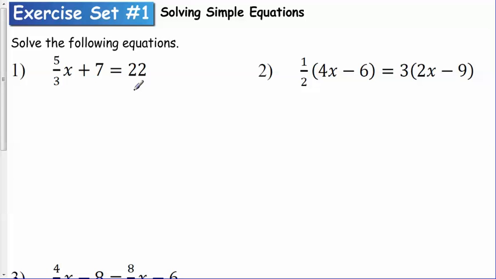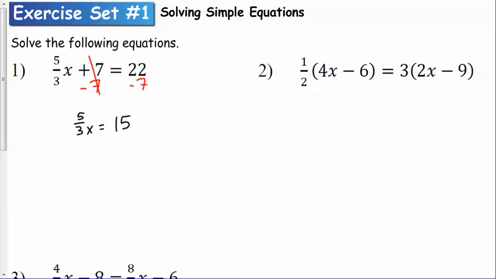Now we work on trying to isolate the variable, isolate x. To do this, we're going to have to get rid of any addition or subtraction going on first. So I'm going to subtract 7 from the left side and subtract 7 from the right side. That's going to give me 5/3 x equals 15.